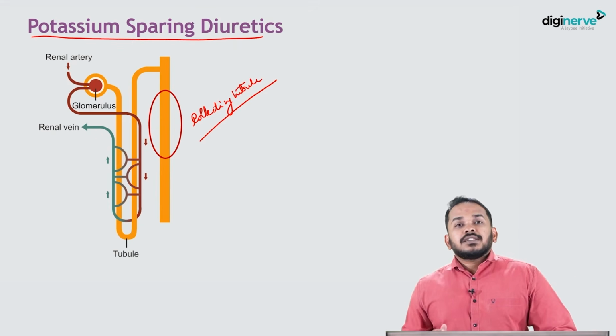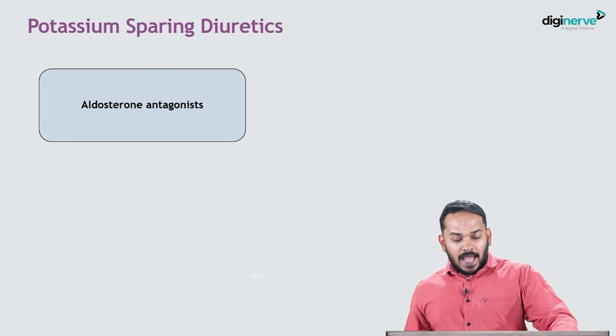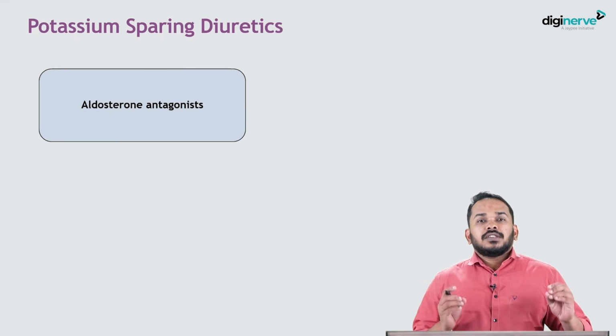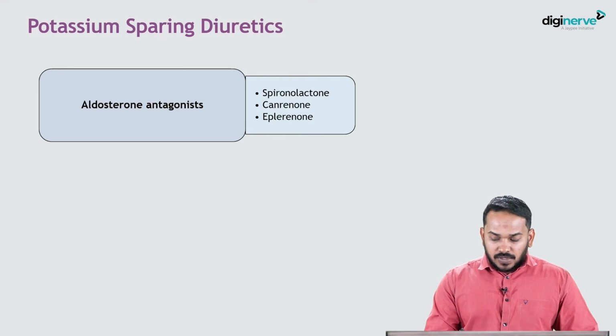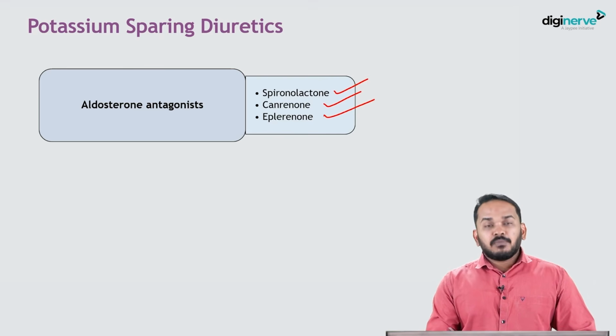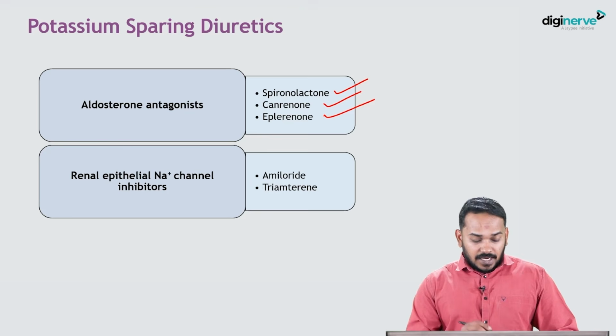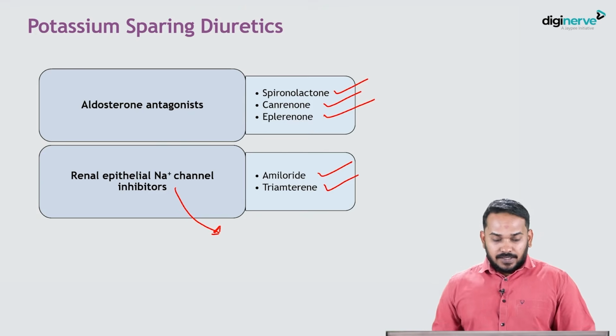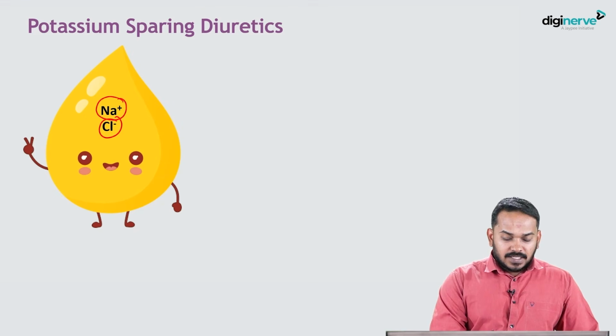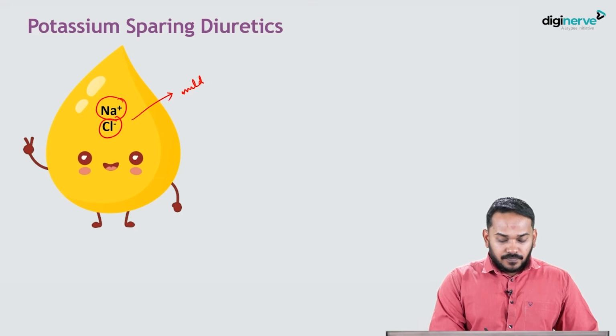So two groups of agents are available for use. One is known as the aldosterone antagonists, which antagonize the hormone aldosterone, and these include spironolactone, canrenone and eplerenone. And the second group of agents inhibit the sodium channels which are present in the collecting tubule. And two agents are available for use, amiloride and triamterene. So these agents increase the urinary excretion of sodium and chloride, and this increase is only very mild.